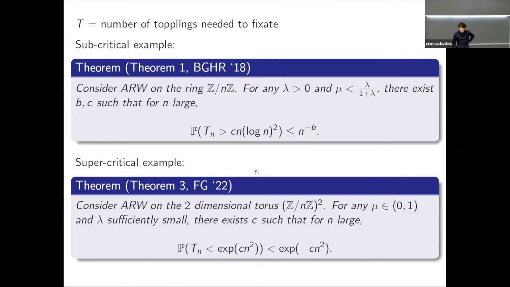So in the subcritical phase, think low density or high sleep rate, less activity. In this case, I'm looking at the ring, so Z mod nZ. And this theorem says for any lambda and mu small enough, there exist some constants so that the probability that the number of topplings is bigger than n log n squared is small. So this is saying the total number of topplings I need is at most like n log n, which is low.